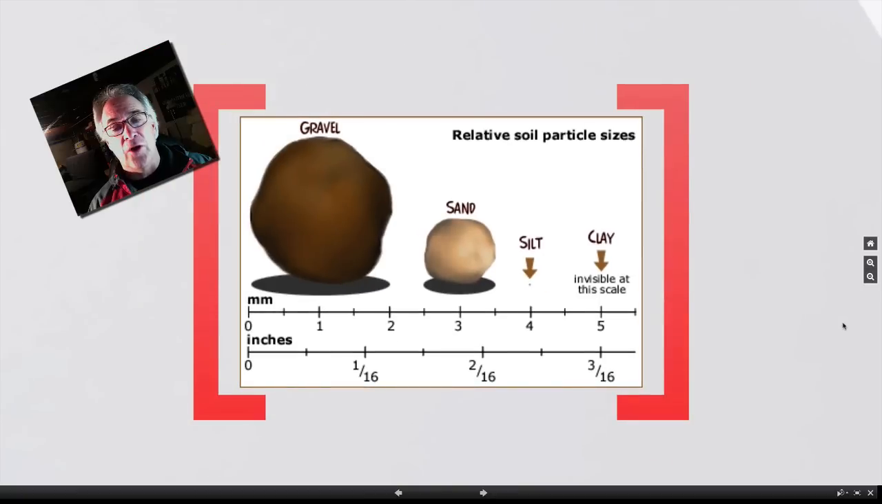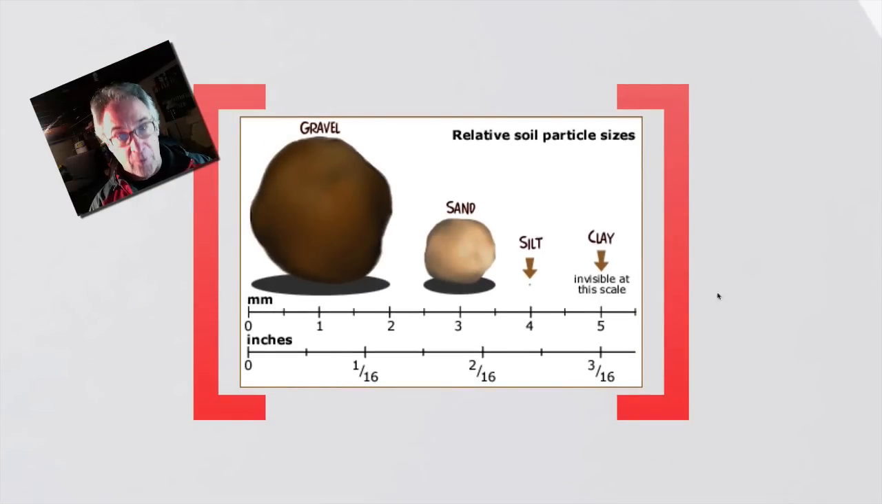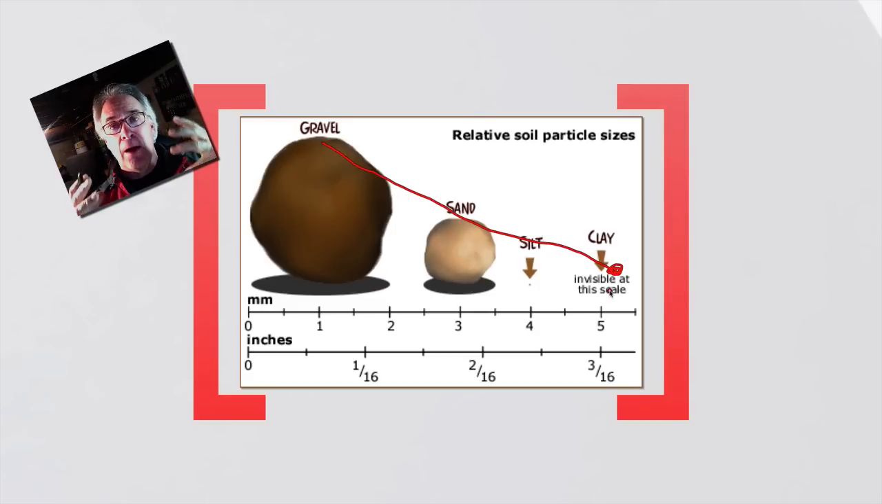In this chart, you'll notice that it gives us a relative size of these particular particles, going from gravel, which obviously is the largest, to the very smallest component, that being clay. It's microscopic in comparison to, of course, gravel and sand and silt. Depending on how those particular parts or particles come together in the soil will determine its porosity.